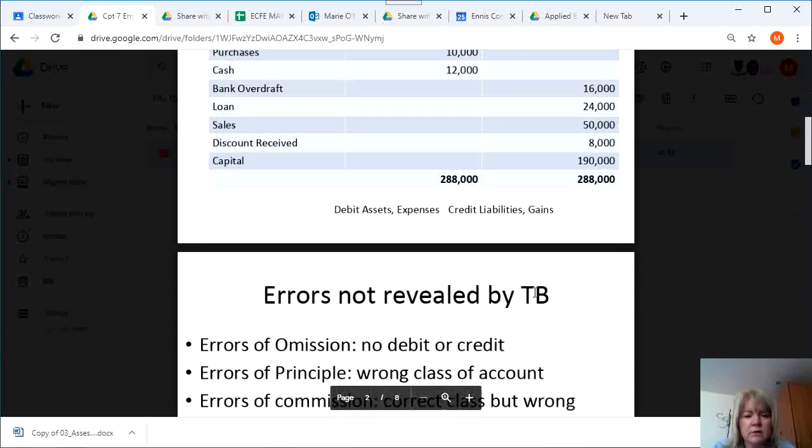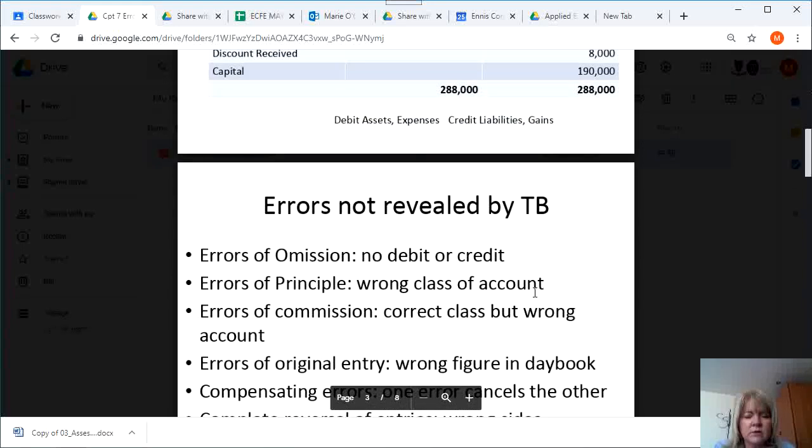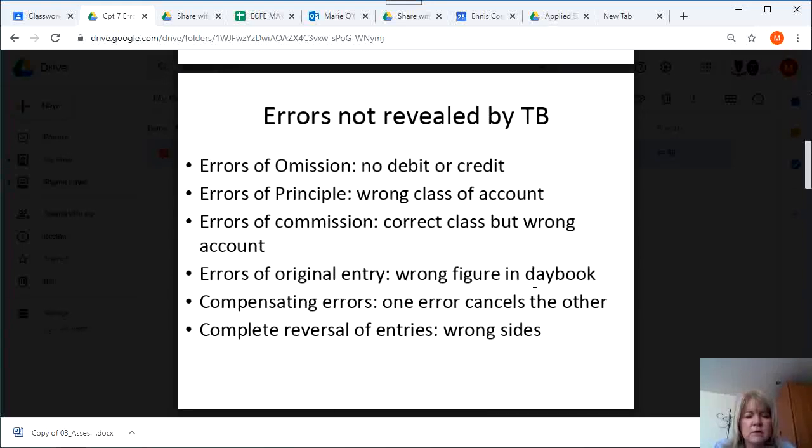So just have a look at some errors that are not revealed by the trial balance. Errors of omission, where I've left something out completely and I haven't included any debit or credit for it, won't be revealed in the trial balance. An error of principle is where I have done a debit and credit but I have put them maybe into the wrong class of account. So for example, I might have put something through as a sale rather than an asset.